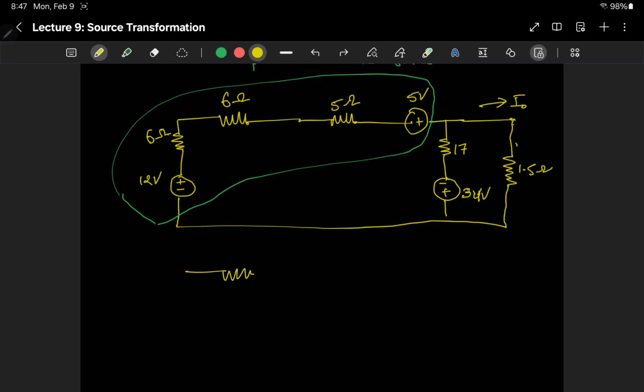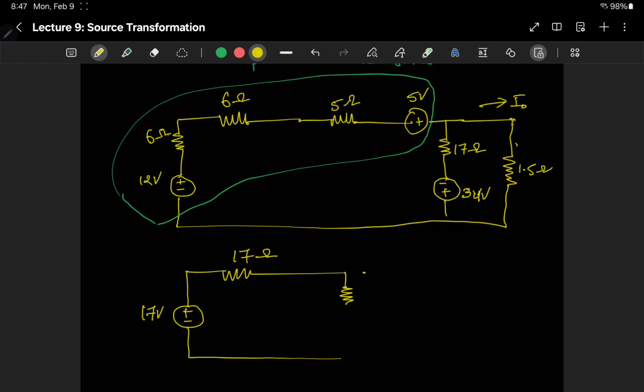So doing that, we'll have one resistor here, which is the sum of these three: 6 plus 6 plus 5, which is 12 plus 5, is 17 ohms. Then we'll have only one voltage source, going from negative to positive and then negative to positive, so they are in series with the same polarity, and that will add up. 12 volt plus 5 volt is 17 volt, and we have the rest of the circuit as it is.